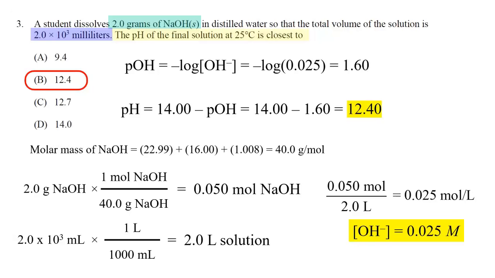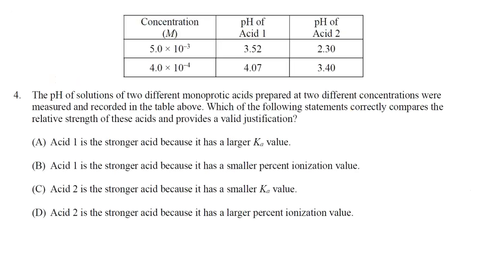First, we calculated the number of moles of sodium hydroxide. Then we calculated the concentration of sodium hydroxide, which was the same as the concentration of the hydroxide ion. Then negative log the concentration of hydroxide, 14 minus pOH gave us the answer. So pH equals 12.4. Now let's take a look at question 4.